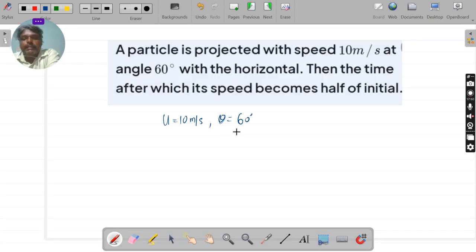With the horizontal. Then the time after which its speed becomes alpha of its initial. At any time, what is the speed? The speed becomes alpha of its initial. So velocity U dash at any time becomes U by 2, that is 5 meters per second.